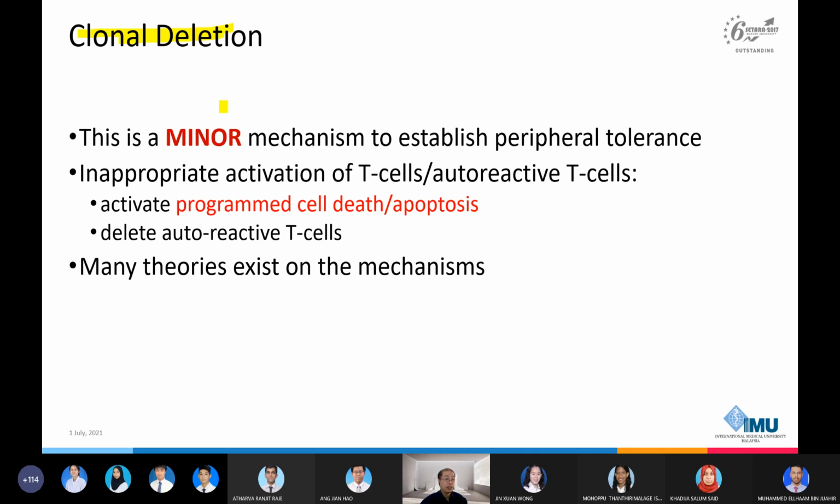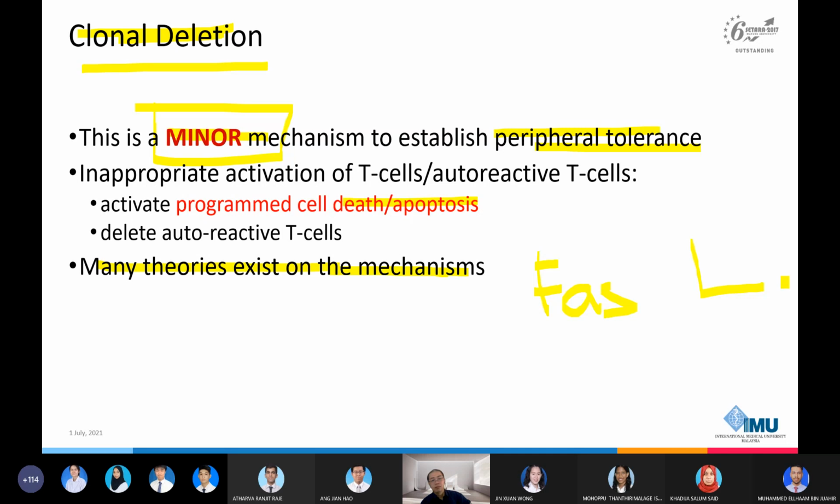Now we're going to go into detail with clonal deletion. Same thing, clonal deletion, apoptosis. However, unlike central tolerance, clonal deletion is a minor mechanism in peripheral tolerance. Not much is still known about the exact mechanism. People think it has something to do with Fas ligand, but we'll see. It's still up in the air.